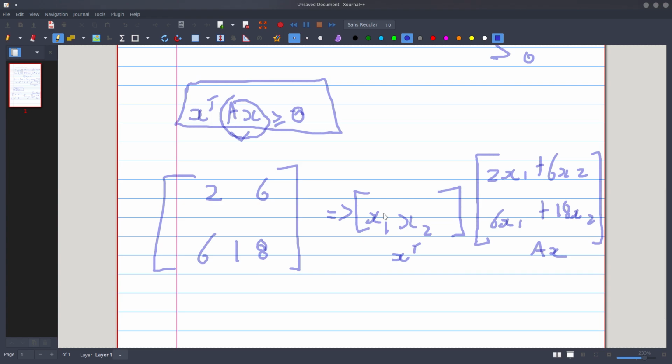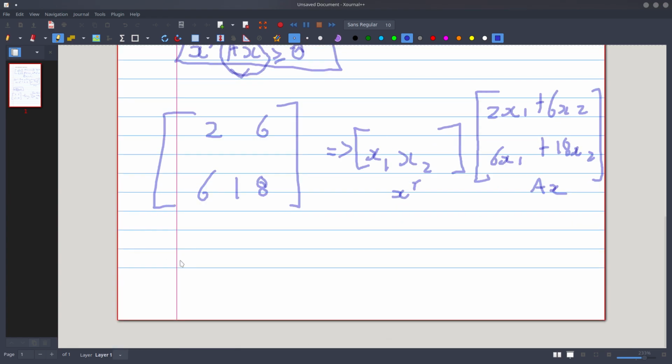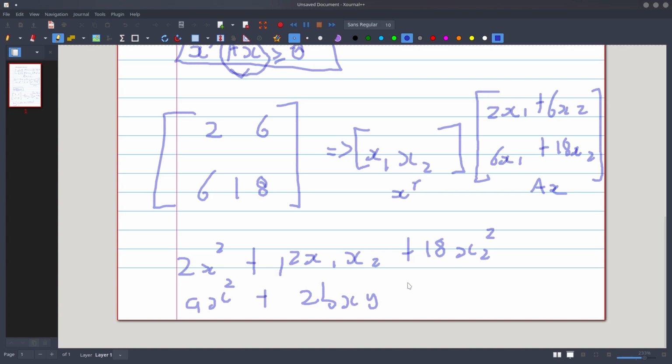What is this exactly though? So let's carry out this here. And what you're going to get is 2x squared. It's very simple, it's just matrix multiplication. Nothing fancy is going on here at all. Plus 18x2 squared, right? And this here is in the form, if you look at this very carefully, ax squared, the general form, plus 2bxy plus cy squared, of course greater than 0. And this is for all x1, x2, right?